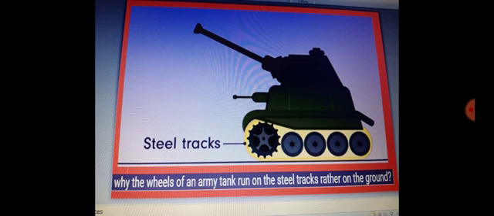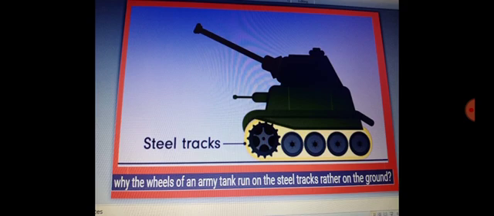In the same way, army tanks. This is an army tank. It is made up of iron and it is very heavy. And you can see so many wheels it has. They are also very heavy. And if, like an ordinary vehicle, they move with the wheels alone, what would happen?